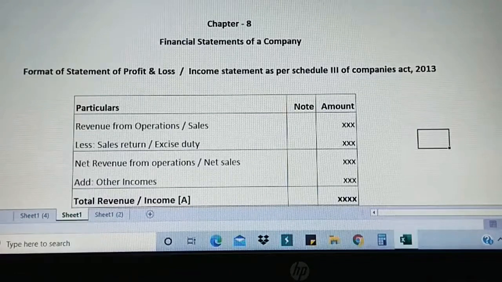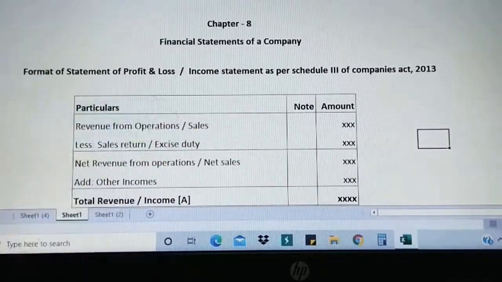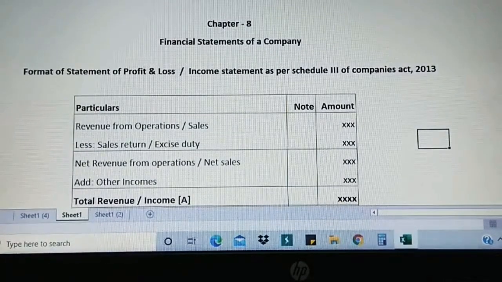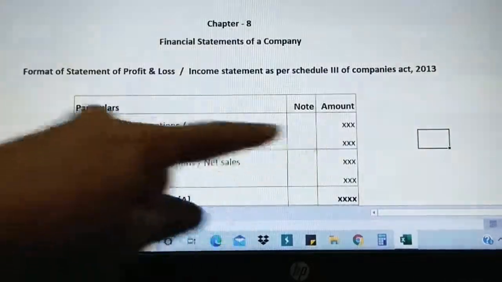First thing, they have given your revenue from operations or sales. See, if you have made a sale, it is income for you. So the same is called revenue from operations, income from your operations, which means you might have been involved in trading, there are purchase and selling activities, right? So income from sales or income from operations, you have to take the value.